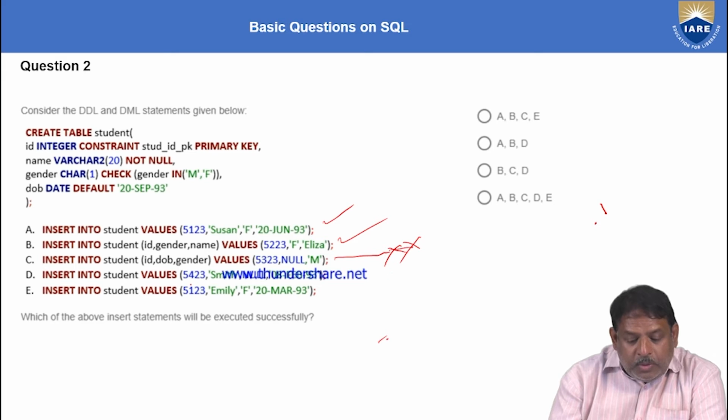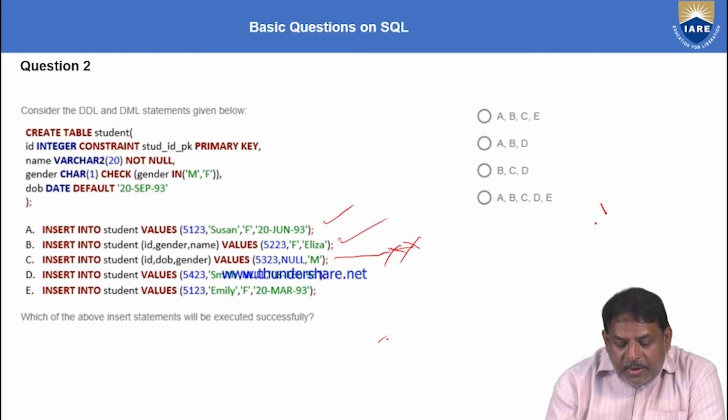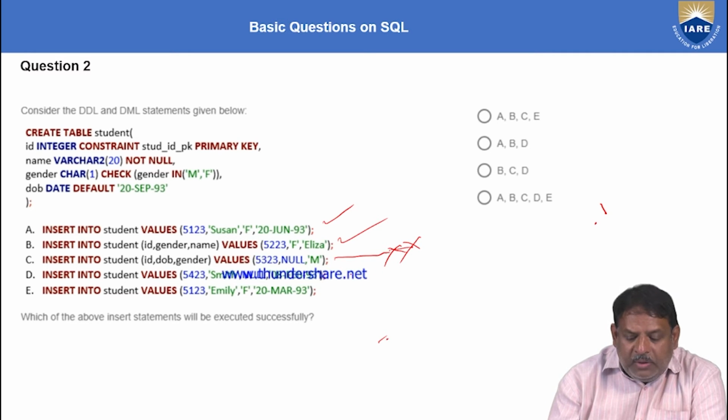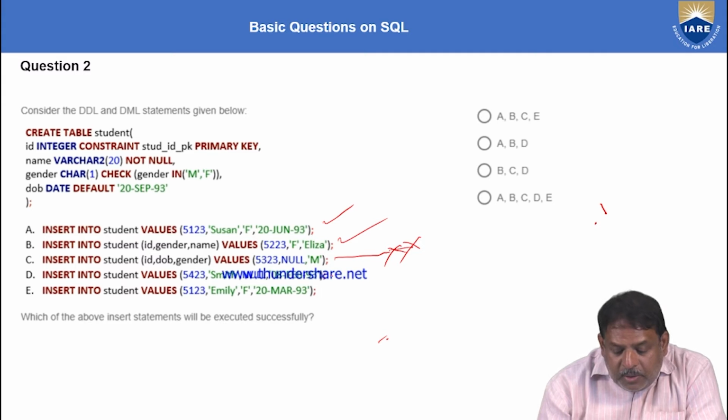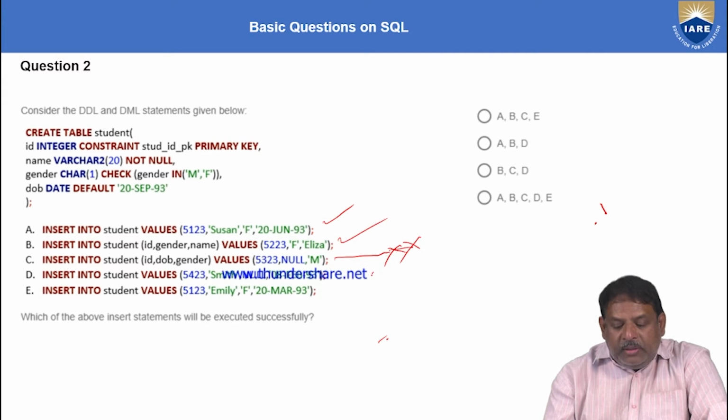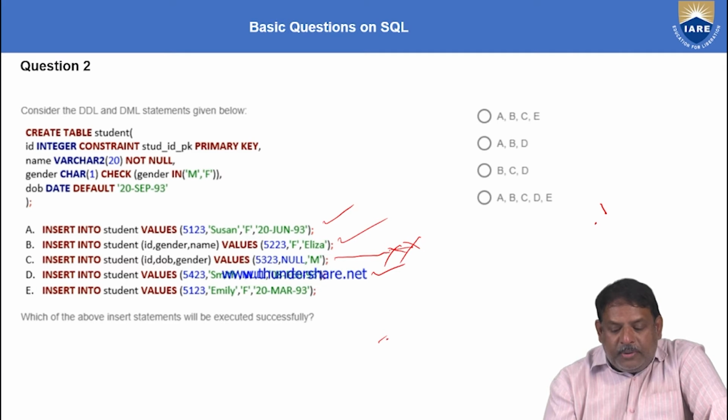Similarly, now 5423, some name. I think it should be, we will assume that we are not seeing the value. We will assume that even D is also correct. Out of 4, we have seen that A, B and D is correct till now.